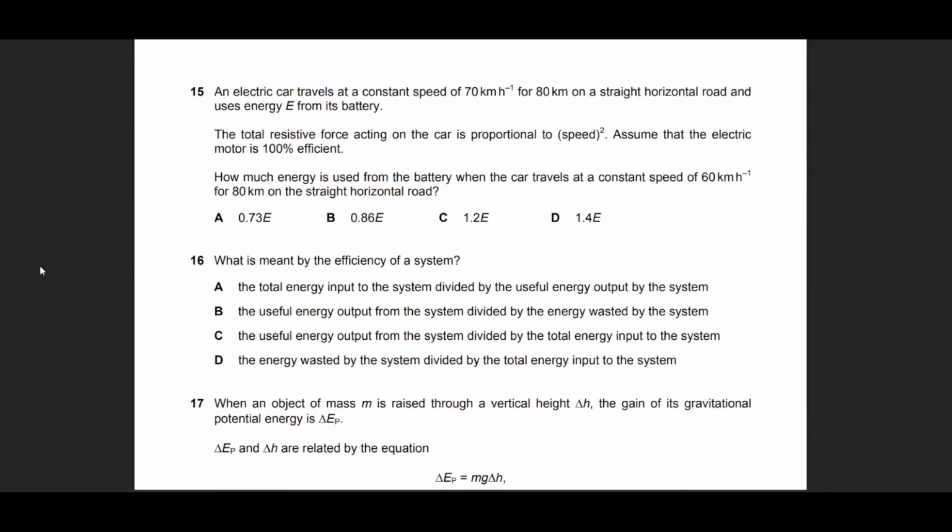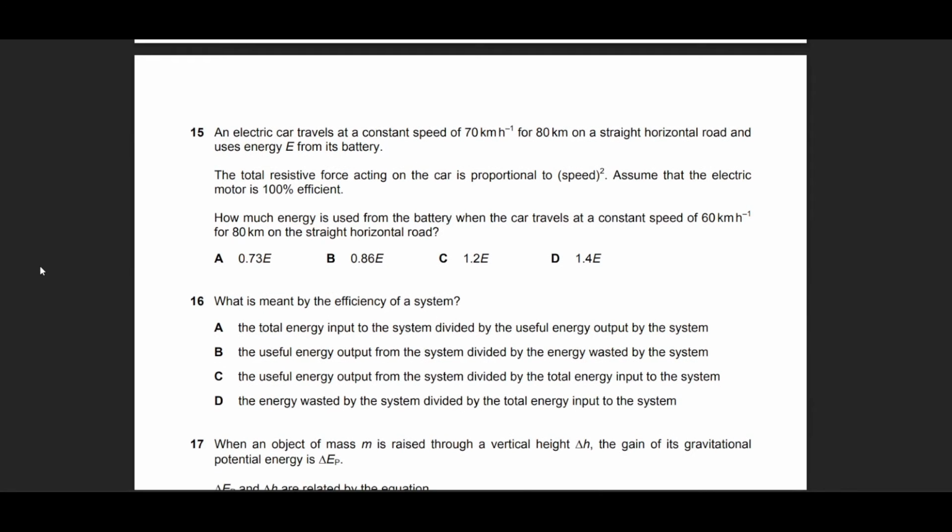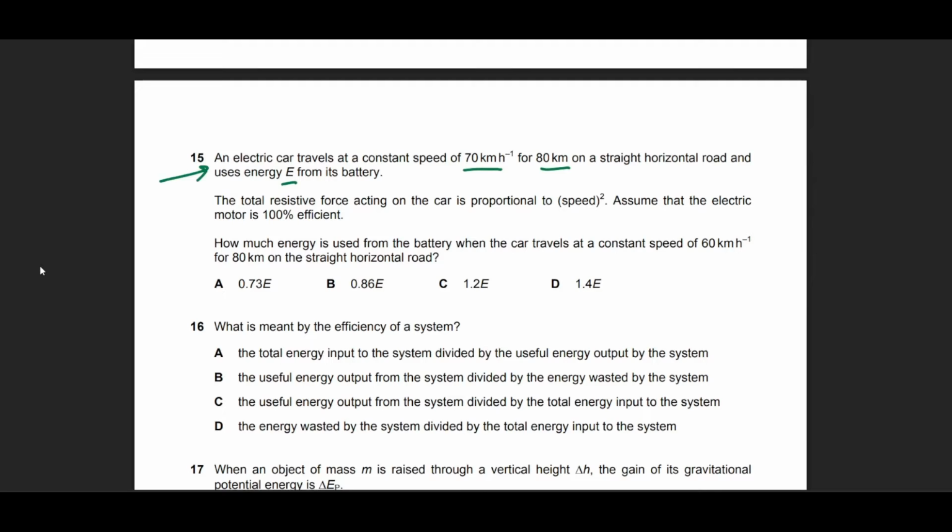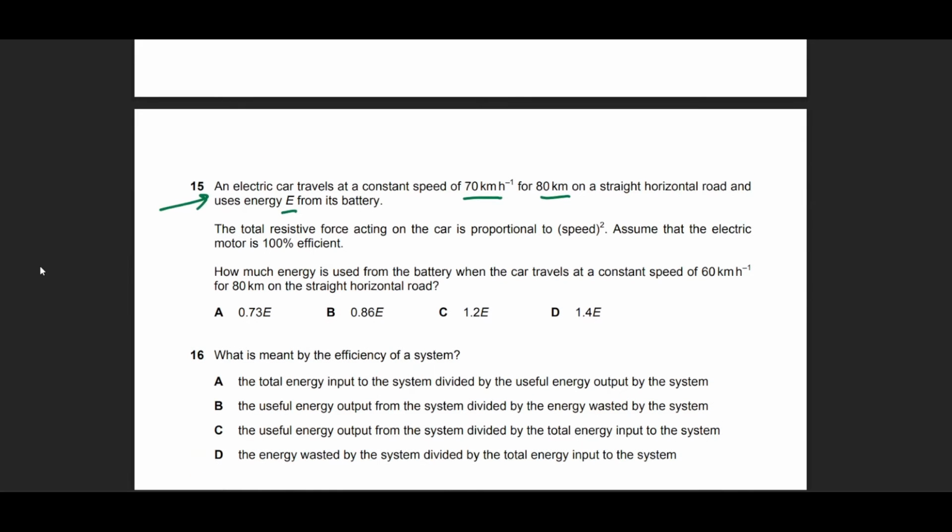Question number 15. An electric car travels at 70 for 80 kilometers on a straight horizontal road, and uses energy E. Now, he is giving you the situation to develop a constant. I would recommend not to use the constant at all because that was going to get cancelled out in the second stage of the process. Now, since this is energy, I have speed, I have distance. What am I supposed to do with this, right? So energy has a unit of joules and work done also has a unit of joules. Let's see what happens.